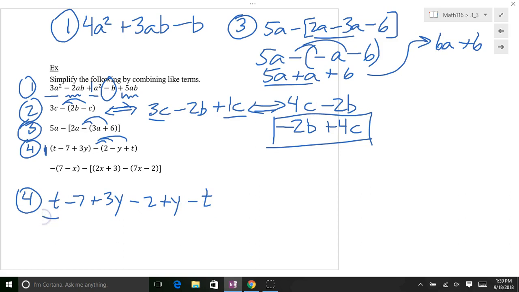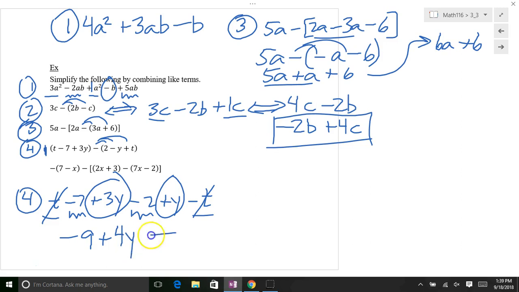Combine any like terms. We got 1t minus 1t. That's gone. We got a negative 7 and another constant minus 2, so that's a negative 9. And then we got a 3y plus a 1y gives us 4y. And again, really we should write that variable followed by the constant there. 4y minus 9.